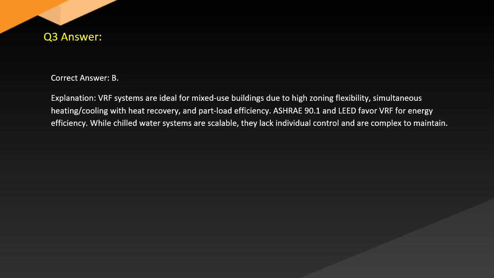Answer. Correct answer: B. Explanation. VRF systems are ideal for mixed-use buildings due to high zoning flexibility, simultaneous heating and cooling with heat recovery, and part load efficiency. ASHRAE 90.1 and LEED favor VRF for energy efficiency. While chilled water systems are scalable, they lack individual control and are complex to maintain.